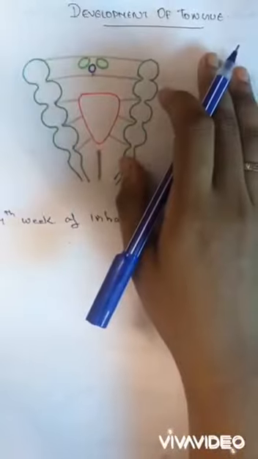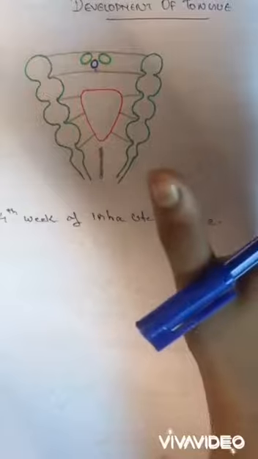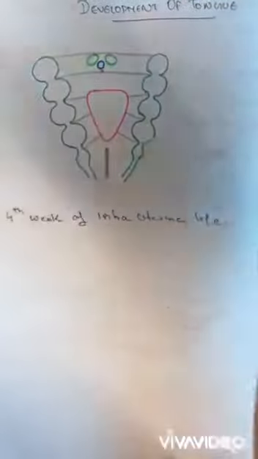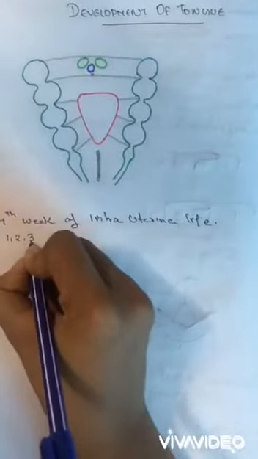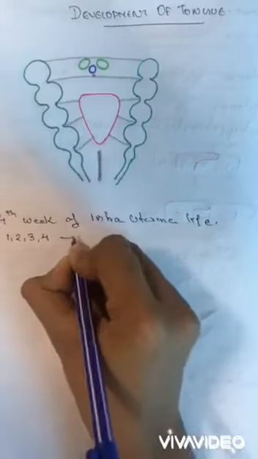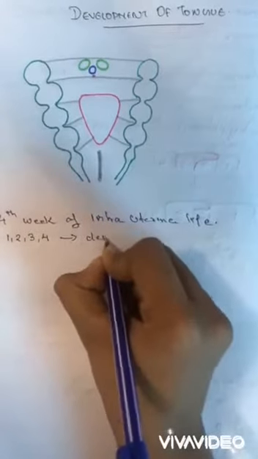For the development of the tongue, we know there are several pharyngeal arches. The pharyngeal arches are the ones responsible for the development of the tongue. The first, second, third and the fourth pharyngeal arches are responsible for the development of tongue.